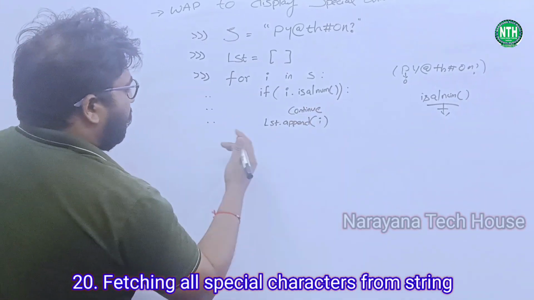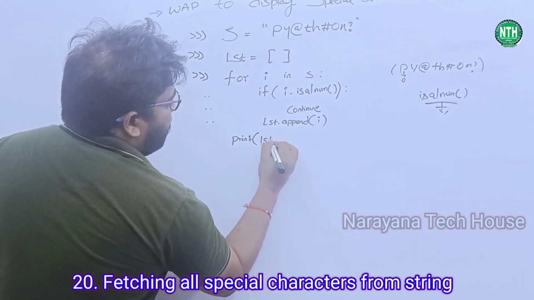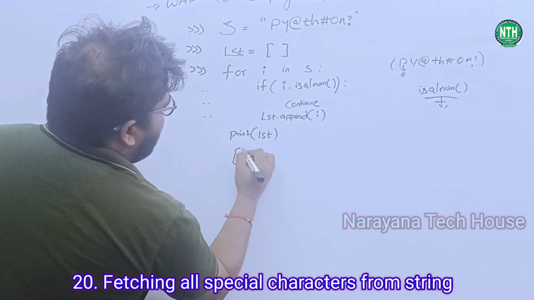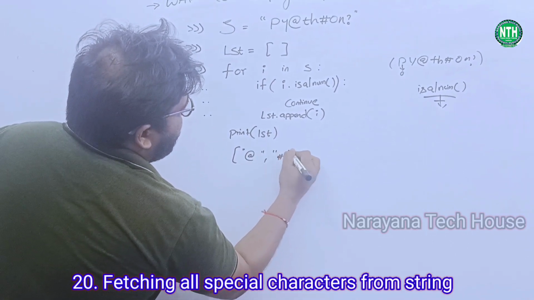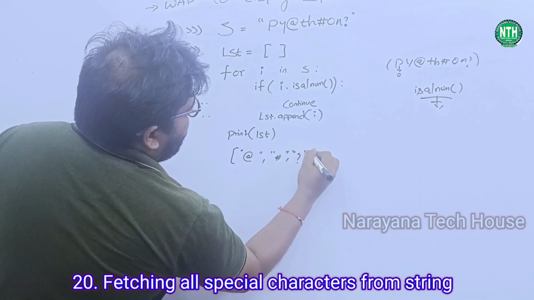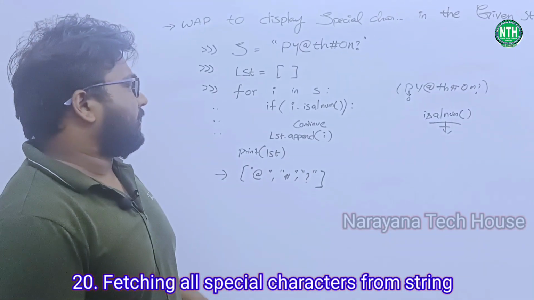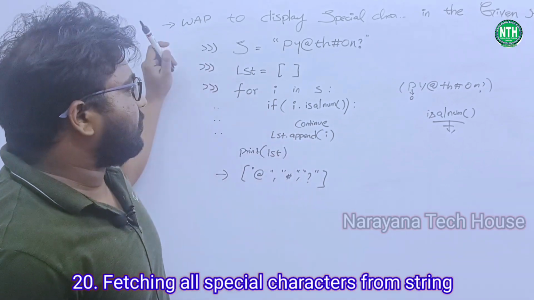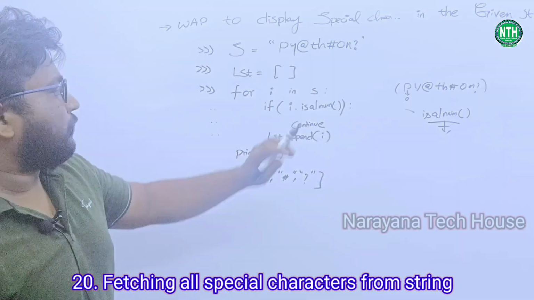Then we will come out of the for loop and print lst. We will get the symbols like @ and # in a list form. Okay guys, mainly in this program what we have to know about is isalnum and the continue statement.